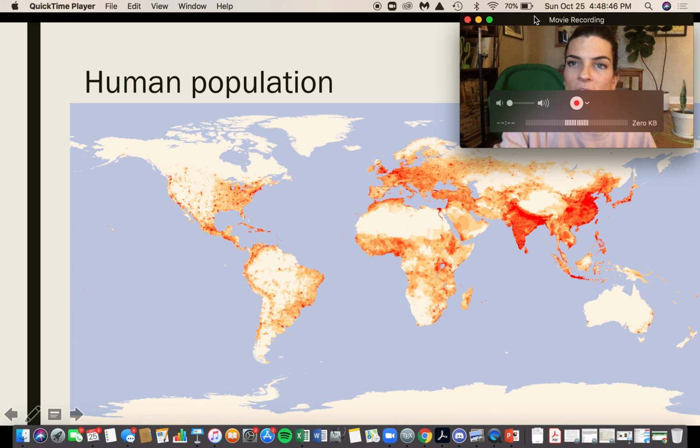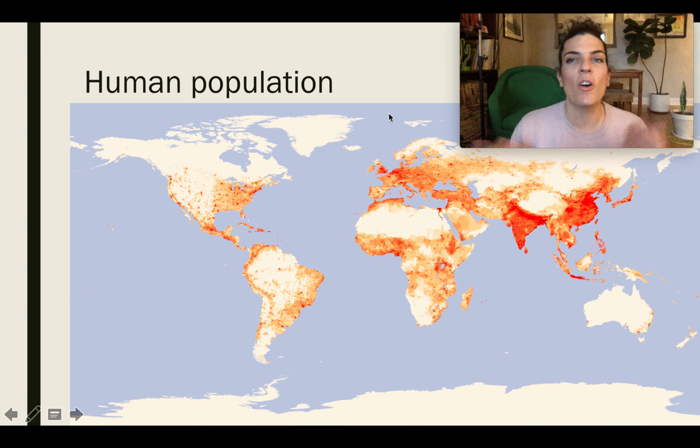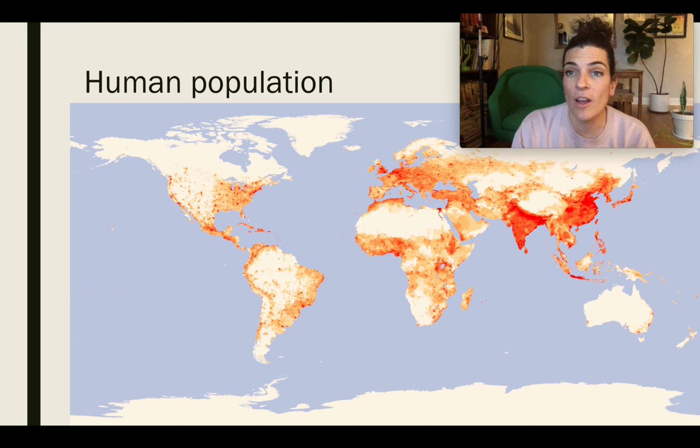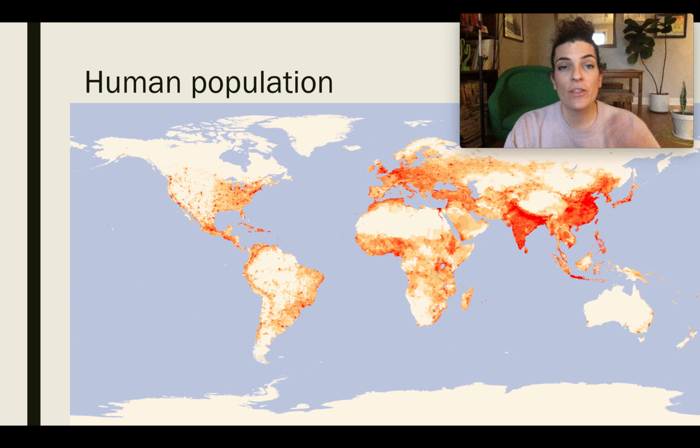Now, all those people are not evenly distributed across the globe, of course, right? There are lots of people living in cities, not a lot of people living in the Sahara Desert or the Arctic Circle. So this map here shows the population density of humans across the globe. The darker the red and orange colors, the more people there are living per square mile or per square meter, or however you want to think about it, right?